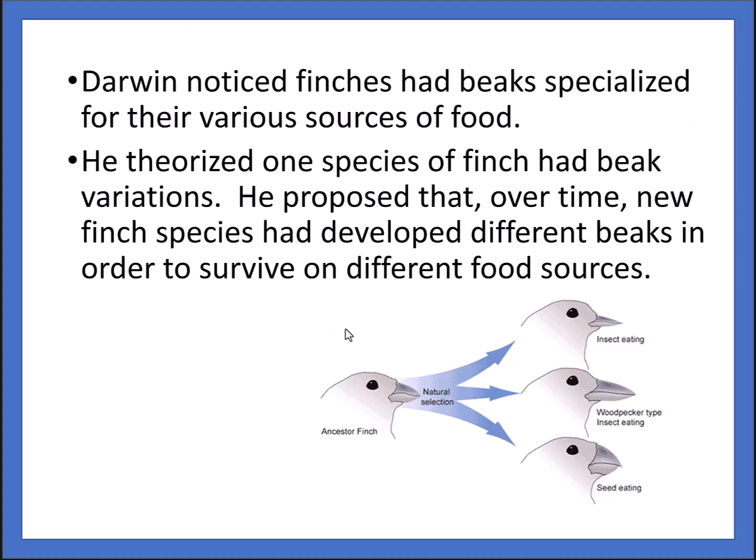So his theory was that one population of finch that existed a certain amount of time ago had a variety of beak shapes. And over time, they had specialized so that there were several different species, each of them with a different beak shape, so that they had changed and adapted to their environment based on their food sources to become then similar but distinct species.